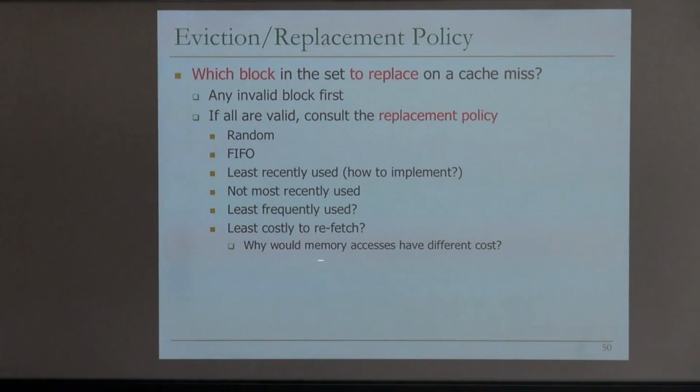Because memory accesses have different costs. So for example, one may be a promote for hit, might be a promote for miss. One may be satisfied from the next level of the cache, one may be satisfied all the way from memory. So these are different costs. How do you take that into account? Most existing policies don't take that into account, but we may talk about that.